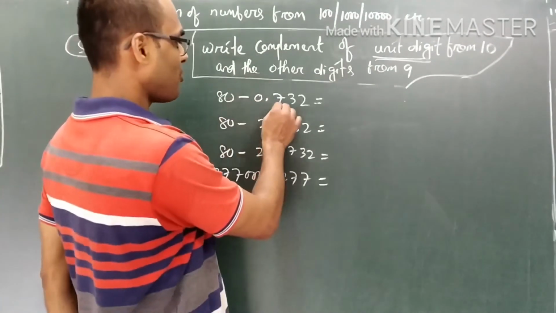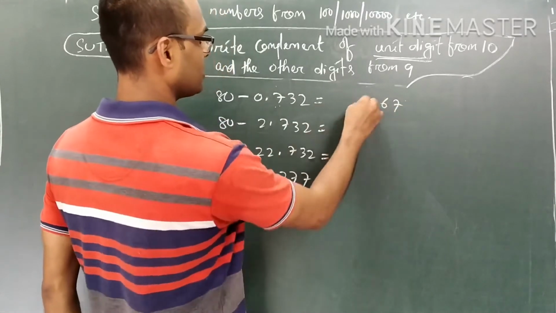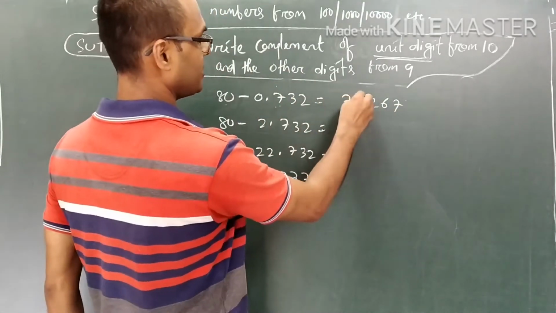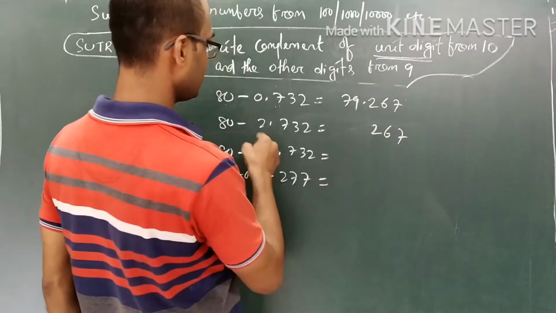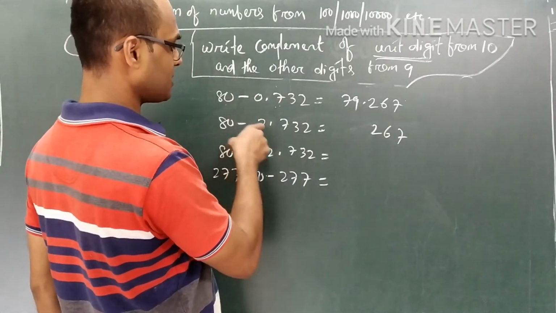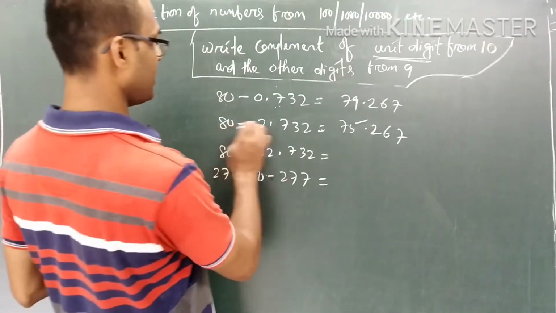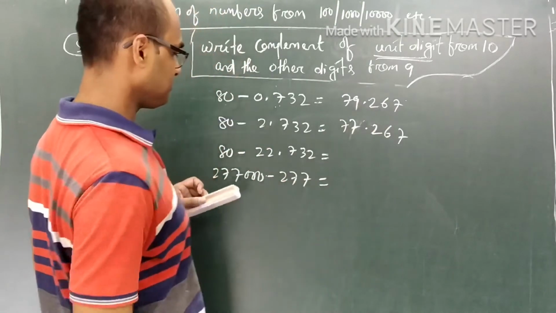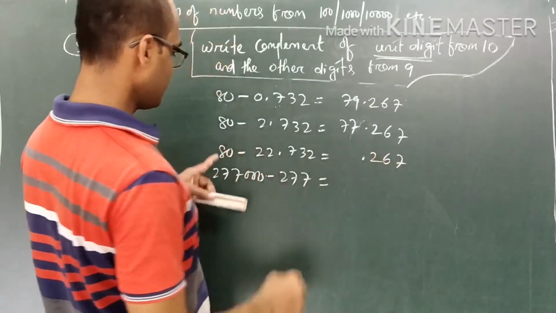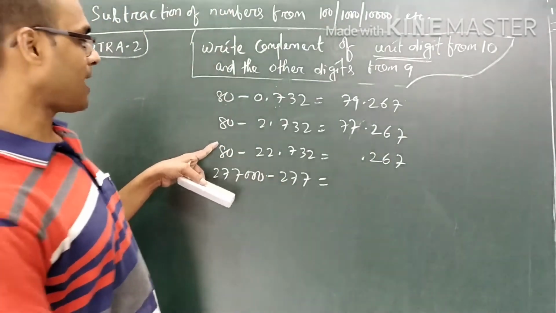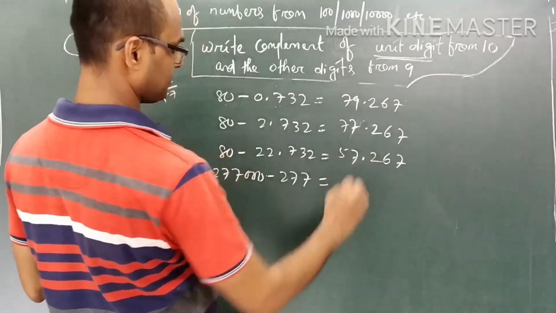So 80 minus 0.732: 9 minus 7 is 2, 9 minus 3 is 6, 9 minus 2 is 7. Here is 80, you have taken 1, which means 79. Same concept here: 9 minus 7 is 2, 9 minus 3 is 6, 9 minus 2 is 7. Here 80, you have taken 1, so 79, and 79 minus 2 is 77. Again the same concept. Here is 80, you have taken 1, so 79, and 79 minus 22 is 57.